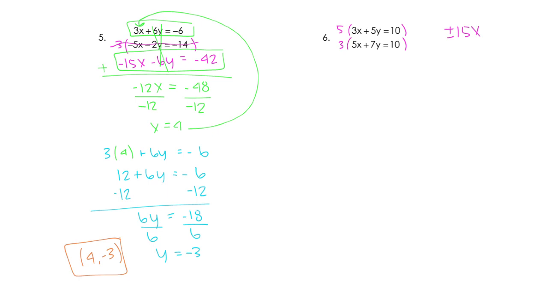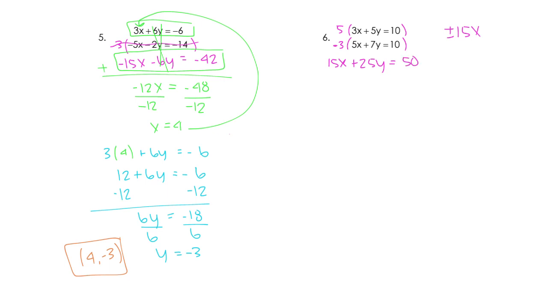It does not matter which one you choose to make negative. I'm going to go ahead and make this 3 the negative 3. So then that's going to get me a positive 15x on the top and a negative 15x on the bottom. So when I go ahead and distribute here, I have on the top 5 times 3x would be 15x. 5 times 5y would be 25y. And then equals 5 times 10 would be 50.